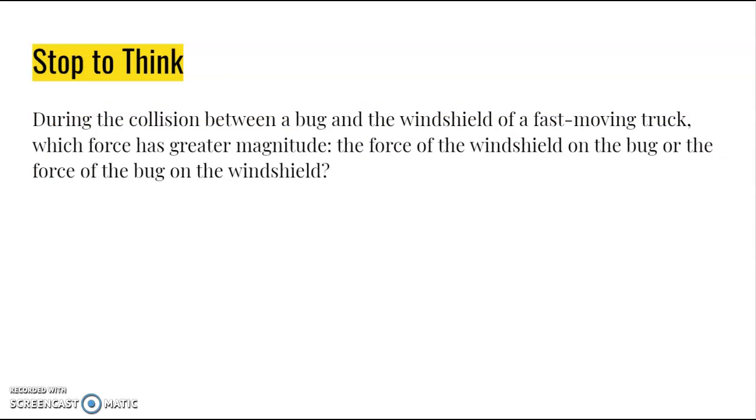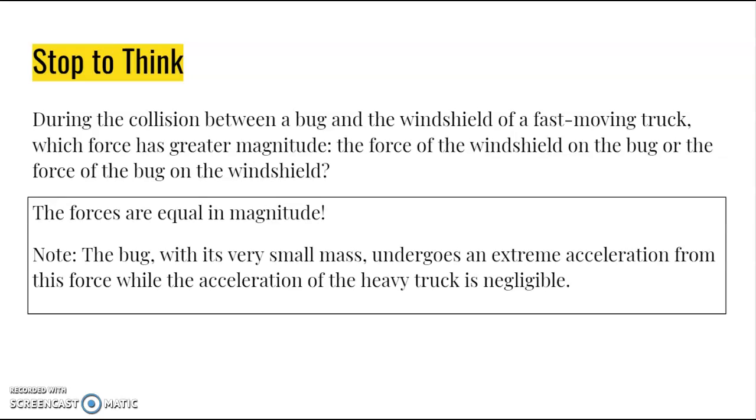So a question here. Suppose that during the collision between a bug and the windshield of a fast-moving truck, which force has a larger magnitude: the force of the windshield on the bug, or the force of the bug on the windshield? Here we're looking at the interaction between the bug and the windshield. The force of the bug on the windshield and the force of the windshield on the bug are actually an action-reaction pair. This is the mutual influence of these objects on each other. So the forces are equal in magnitude.